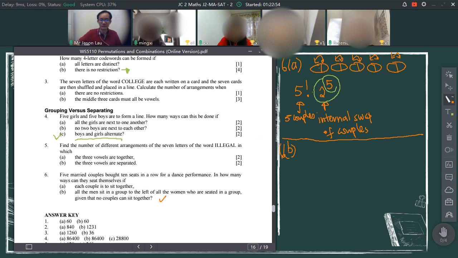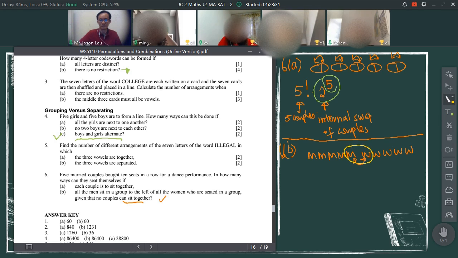6B. They want all the men to sit in a group to the left of all the women who are seated in a group. No couples can sit together. So the left is the man, then the wife. Actually, without restrictions, it's quite easy to do. But because of the restriction, the husband and wife cannot be together. That's the only place you need to be very careful.